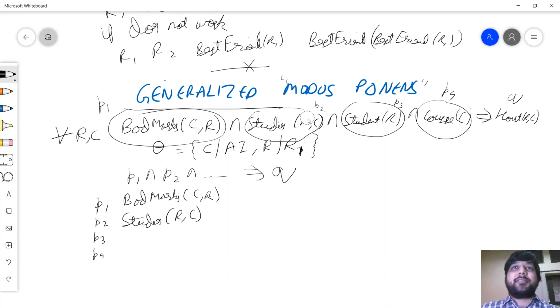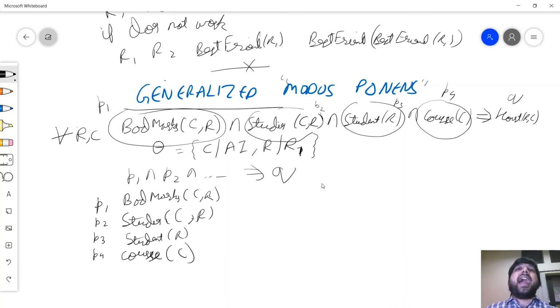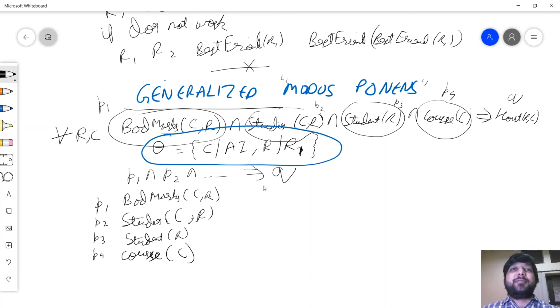Oops, it also should have been the same. So C, student R, and goals C. After substitution, I get something which is specific. So apply the substitution over here. That's a substitution that I'll apply throughout, and I'll get new things.